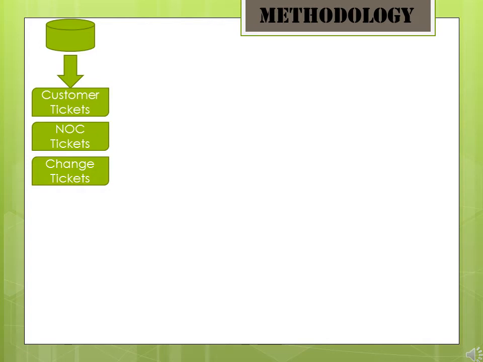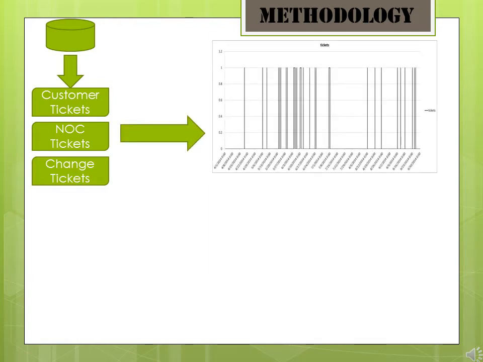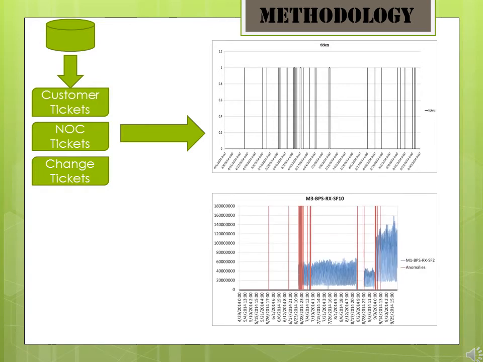Anomalies will be validated by extracting high-severity customer tickets, network operating center tickets, and change request tickets. The tickets have a created date and a restored date, which will be used to produce a reference of ones and zeros to identify the total time slices covered by a ticket. This reference will then be compared to the anomalies flagged by the algorithm.